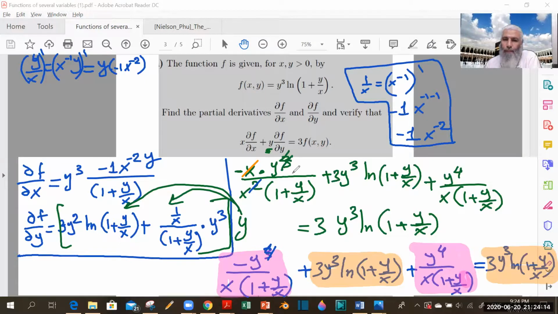Okay. I forgot this y. Yes, understood. And this y will be y to the power 4. So this will be power 4. So this will cancel with this. This with this will be 0, and this is equal to this. We did it. Yes, and it's the same as what is given. Yes, understood.